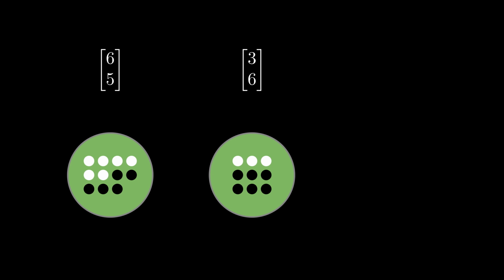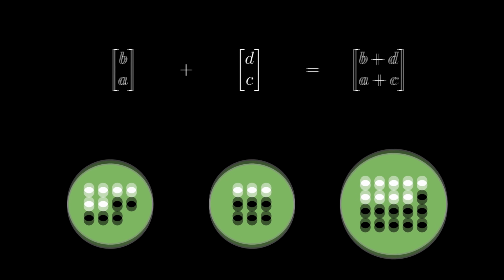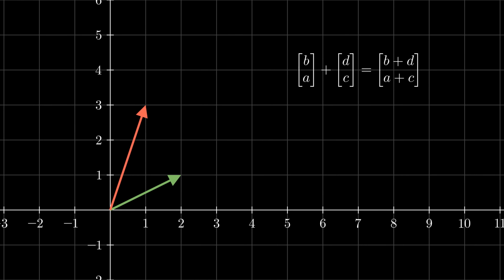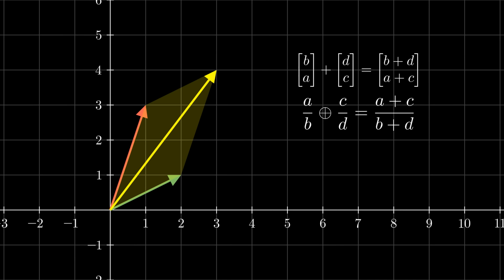In this way, combining two buckets would be like adding two vectors together. Adding the number of black balls together is the same as adding the y components, and adding the white balls together is the same as adding the x components together. If we examine the slope of the sum of the vectors, this is how we get our mediant, and how we get a very natural understanding of what a mediant is doing.